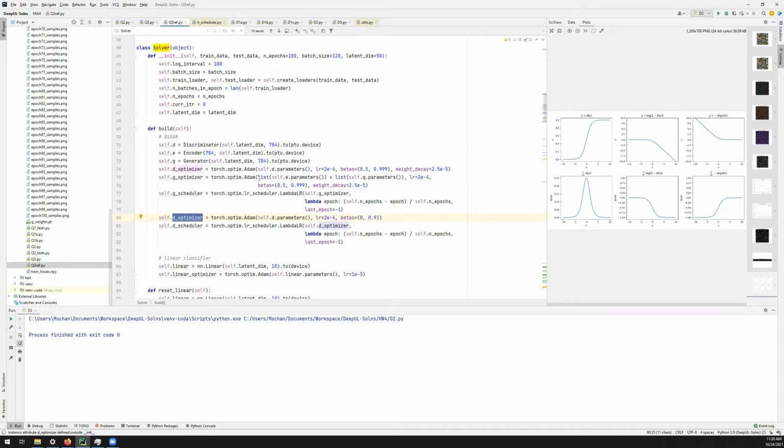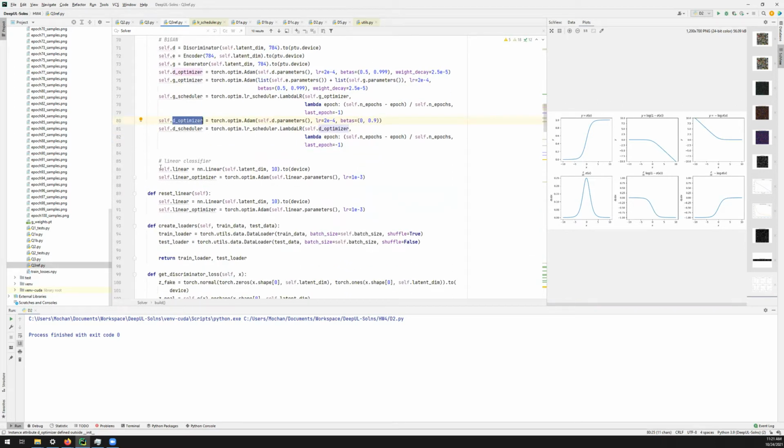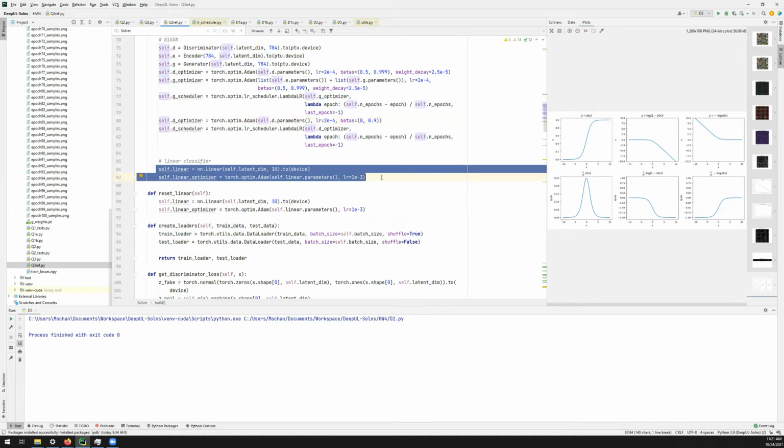Okay, I thought there would be one for E, but okay, never mind then. And this is our two linear classifiers that we have to train at the end of the training.